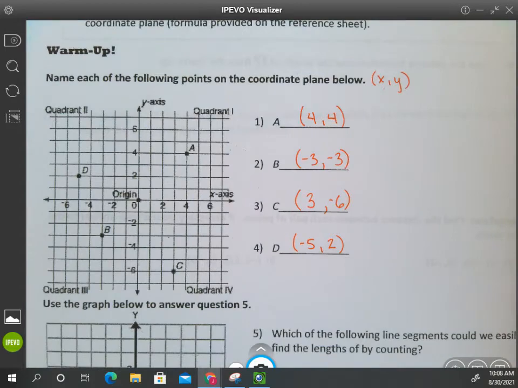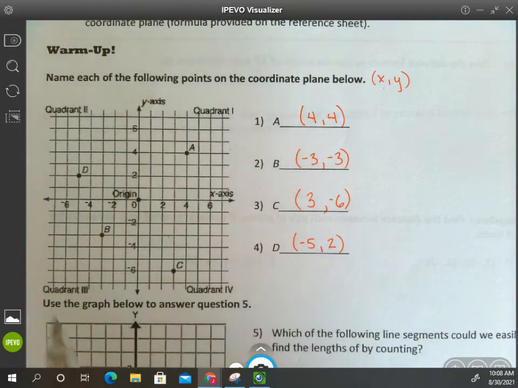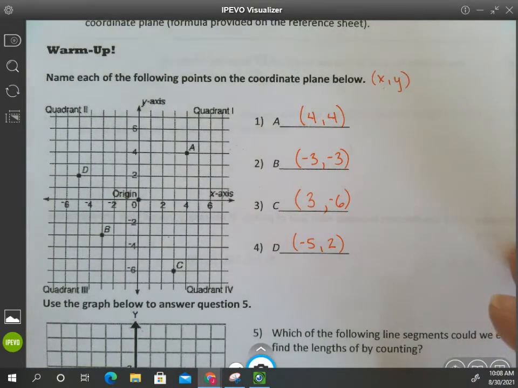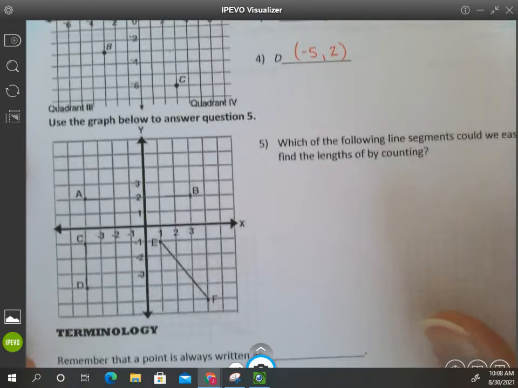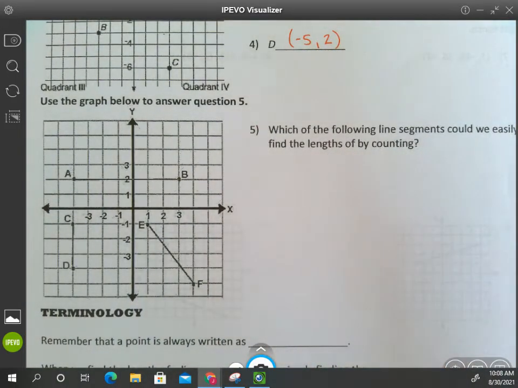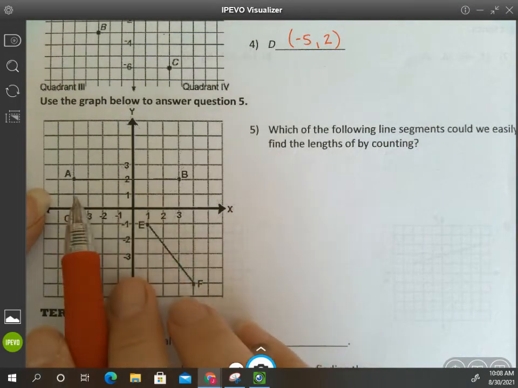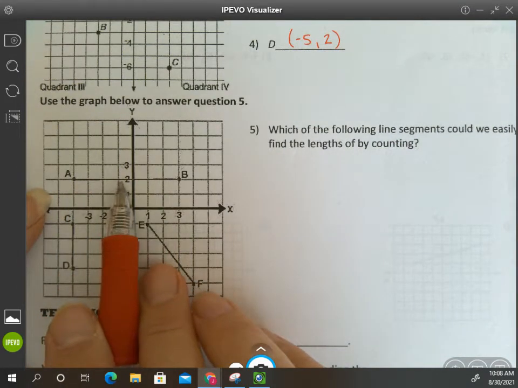Now, the next part, before I move on, we have our little quadrants here, quadrant 1, 2, 3, and 4. So it's a nice little reminder of what we did Friday. Okay, moving on. It says here, which of the following line segments could we easily find the lengths of by counting? Okay, so we have 3 line segments? We've got AB. I can count that, right? It's a horizontal line. 1, 2, 3, 4, 5, 6.